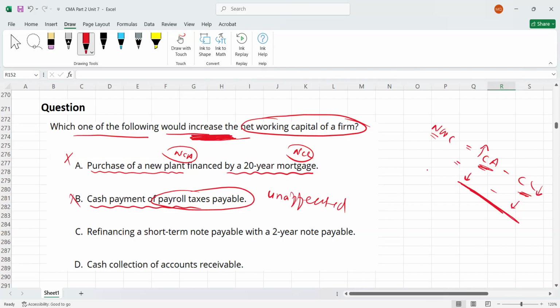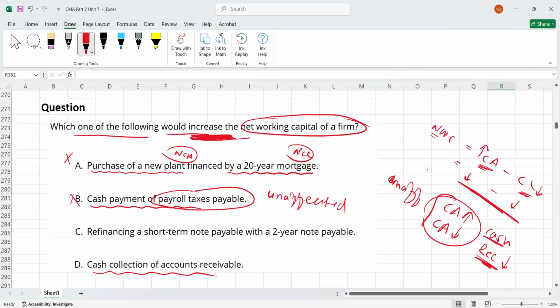Then look at D, cash collection of accounts receivable. What will happen? If you collect the cash, on one side your current assets will increase because you are collecting cash, and on the other side your current assets will decrease by the same amount because your receivable is decreasing, right? Because you collected cash from receivables. It means your current assets are overall unaffected. So that is why it is not going to be the reason to increase the working capital. So this is not the option either. Now only one option is pending, so that is actually the answer of the question.